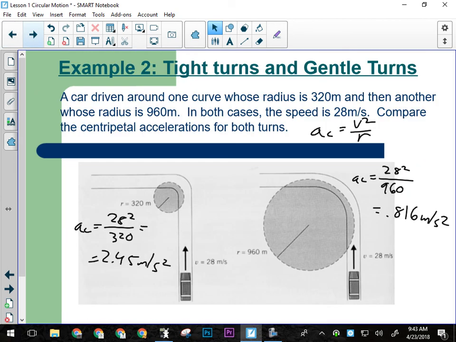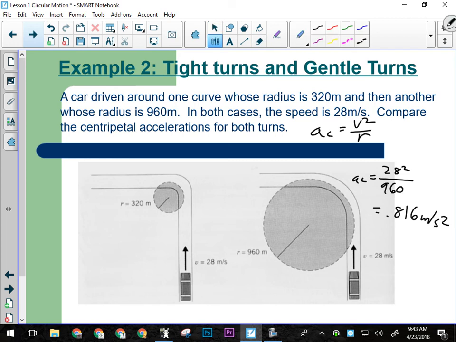So what if I took this same corner? Let's say I take the 320 meter corner, but now instead of taking it at 28 meters per second, I slow down and I take it at 14 meters per second. Originally it was 2.45 meters per second squared. If I reduce my speed by 1/2, how much less acceleration will there be?